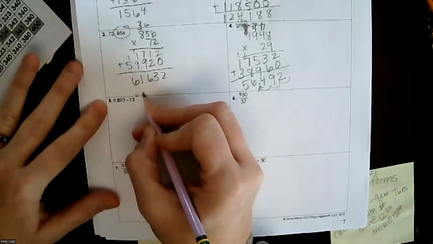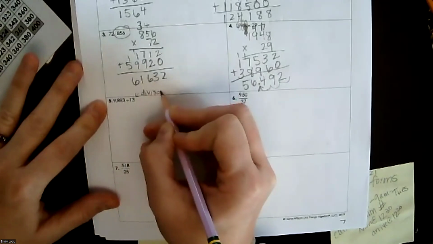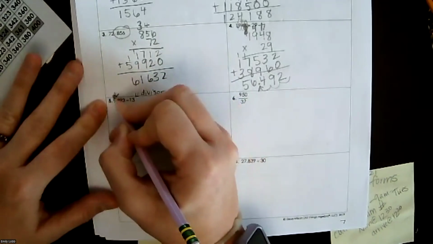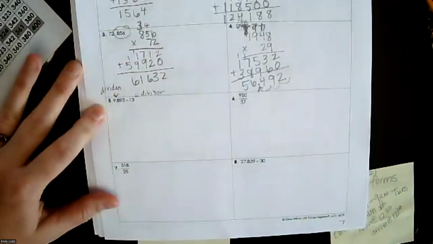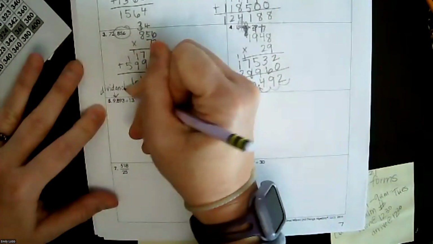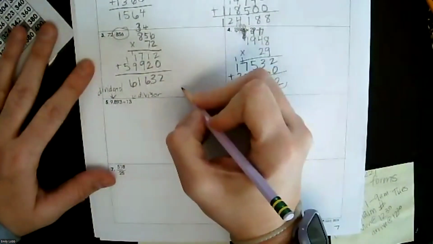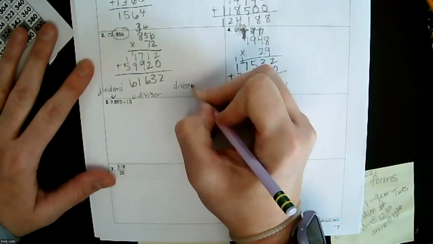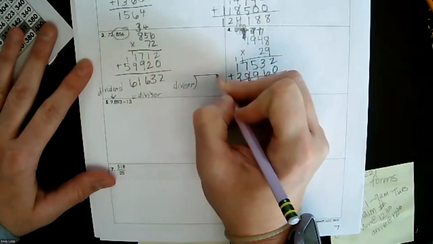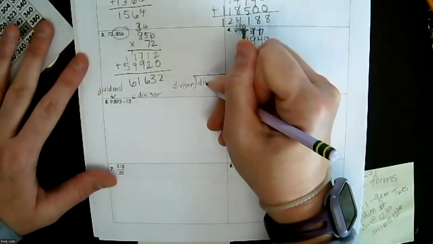This is our divisor. Divisor. This is our dividend. Dividend. It's the number we are dividing. So what happens is we have the divisor on the outside, and inside our division symbol, we have the dividend.